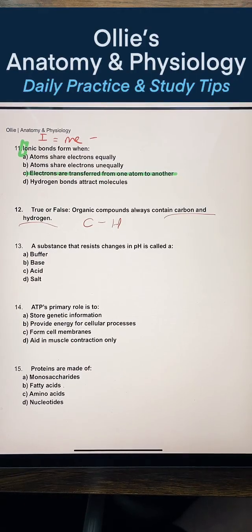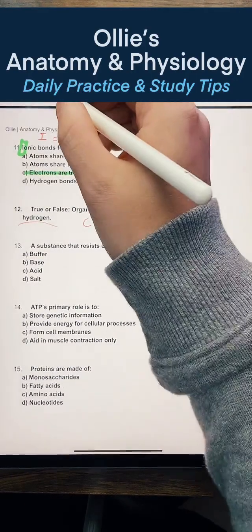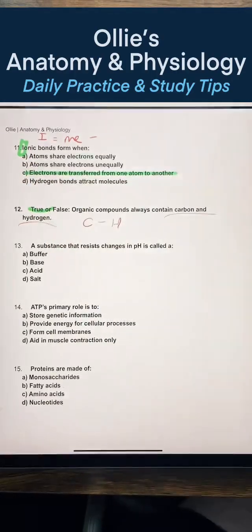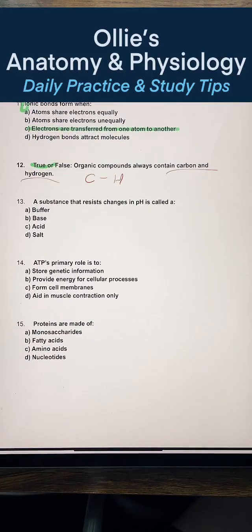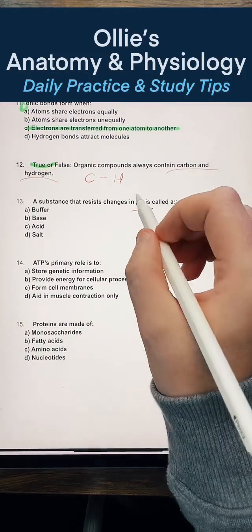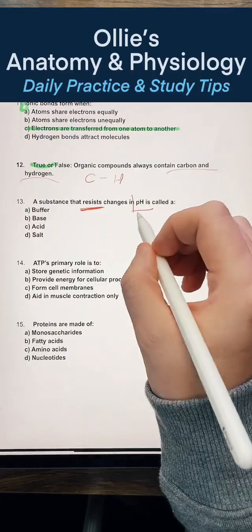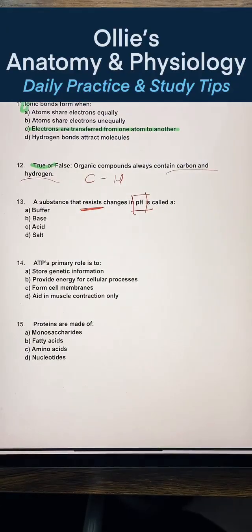Number 12. The answer here is true. Organic compounds, which is organic chemistry, if you're going to end up taking that, especially pre-meds. Organic compounds are always going to contain carbon and hydrogen. They also contain some of the other elements, but they typically always contain carbon and hydrogen. Number 13, a substance that resists changes in pH. So again, they're going to resist a change in our pH. Remember, a pH is going to be a measure of our hydrogen ion concentration.